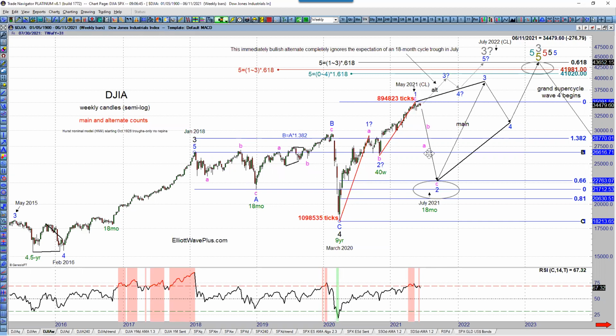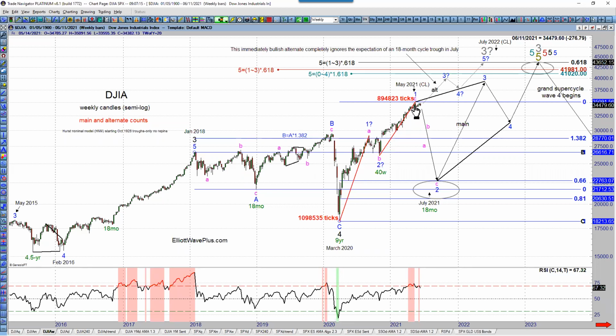We get a wave 4 likely down into the 18-month cycle trough due in late July, early August timeframe that I've been talking about for a long time. And then just a fifth wave up. But if the top is in here now, the fifth wave up can't be longer than the third wave was, if this is the third wave up.